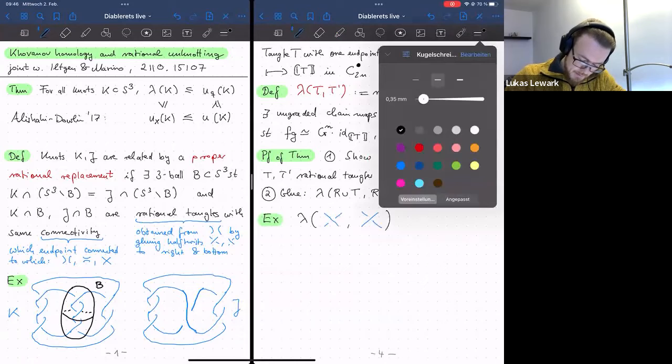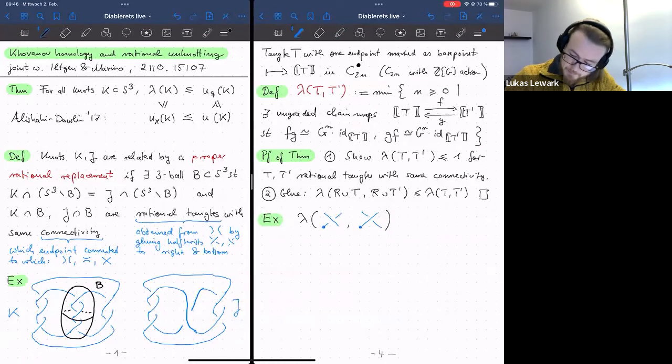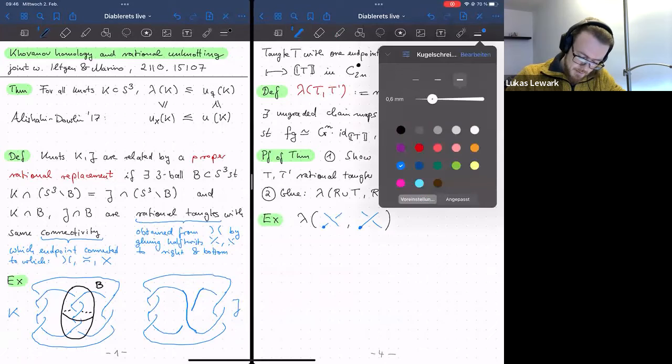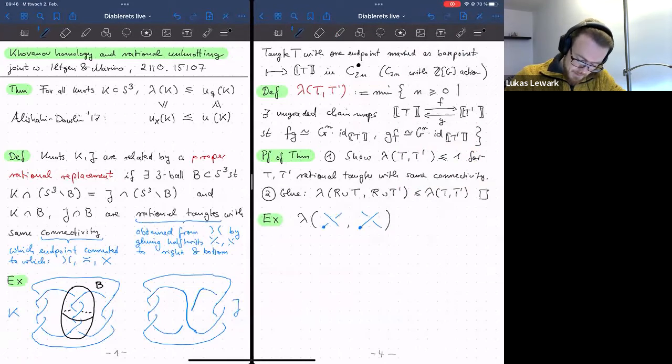And now the base point needs to be at the same spot. Let's put it here. So we want to show that this is 1. And once we've shown that, we haven't got the full theorem, but we've at least shown the inequality involving the unknotting number.